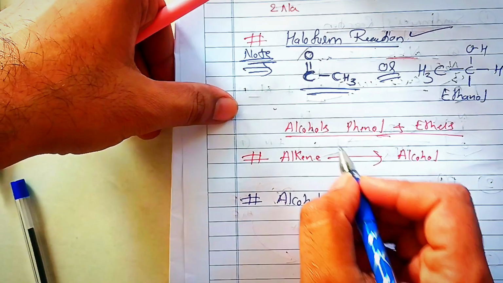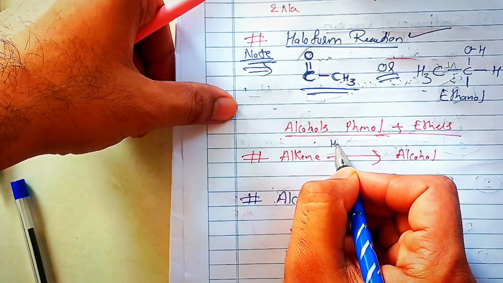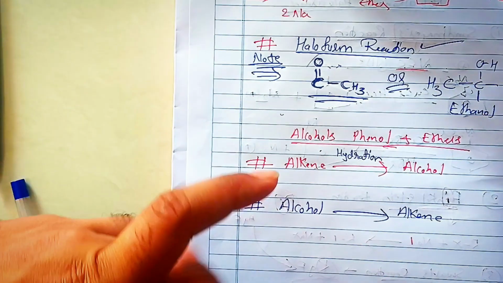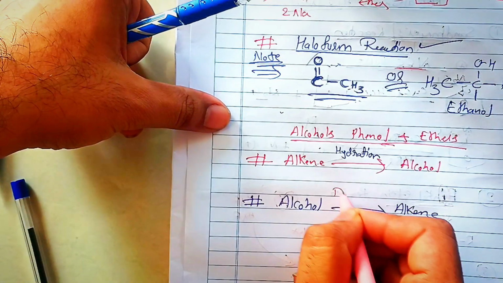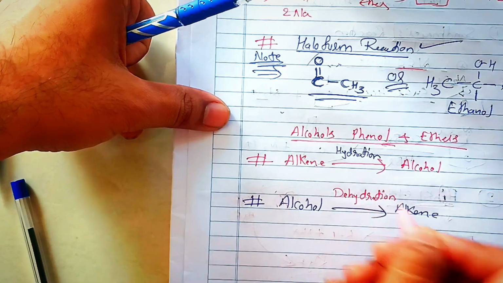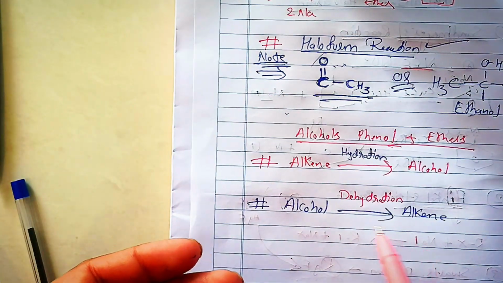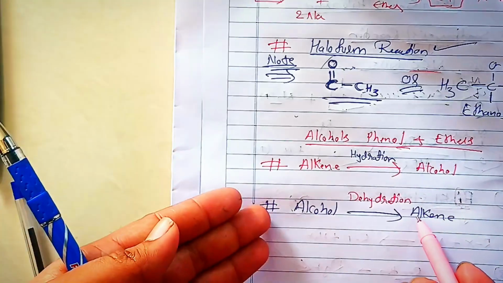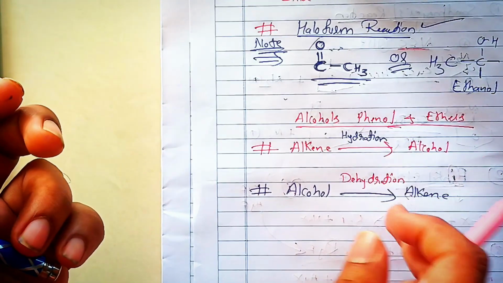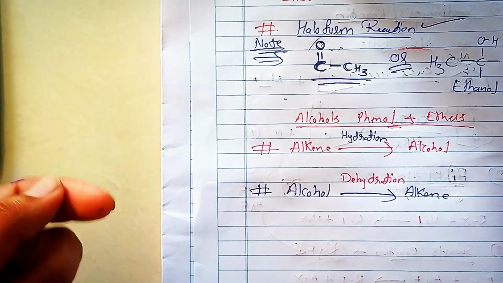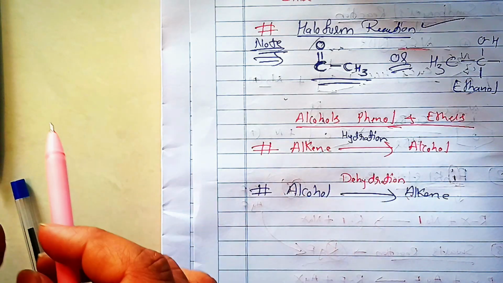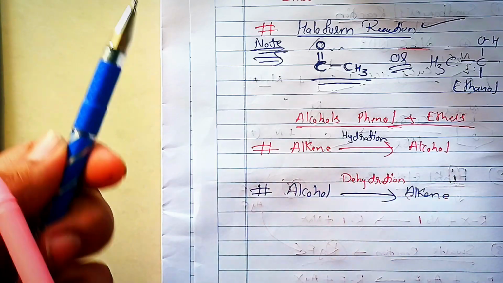So here hydration is taking place and here dehydration will take place. The reverse of this will be this, and the reverse of this will be this. Both are inverse to each other. If you learn one, then the other will be easy. The inverse reaction of one will be the other reaction.